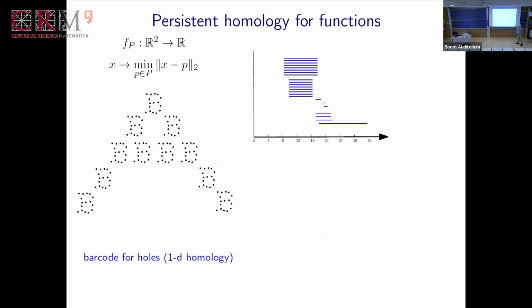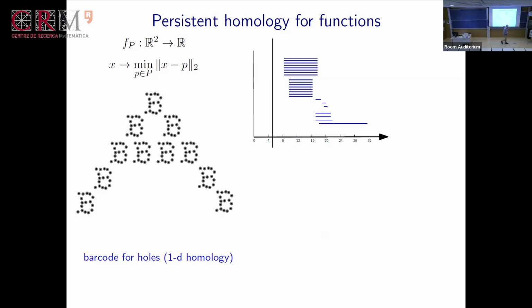We are in R2, and we just take a function that goes from R2 to R, which to each point associates the distance to this point cloud, the distance to the closest point in the point cloud. Okay, so this is the distance function associated to this point cloud. And again, I can look at the sublevel sets of this function. So the sublevel sets of this function are balls centered around my data points.